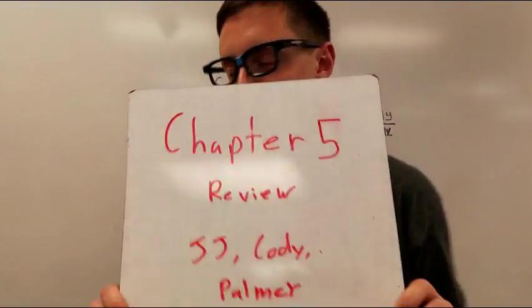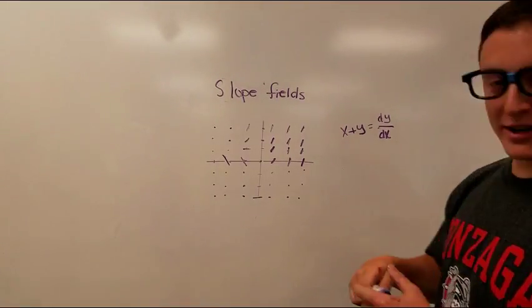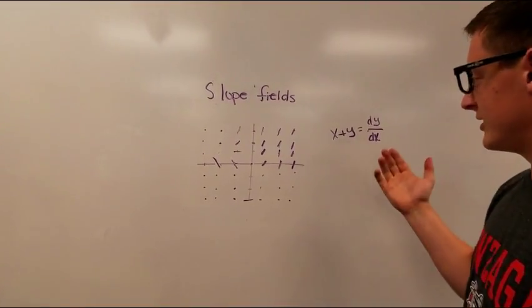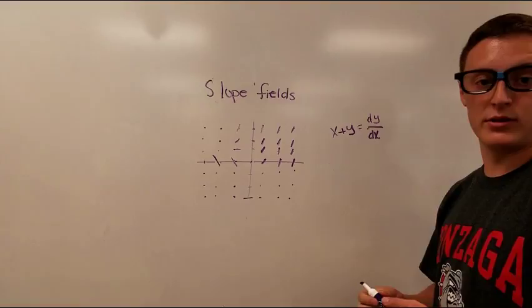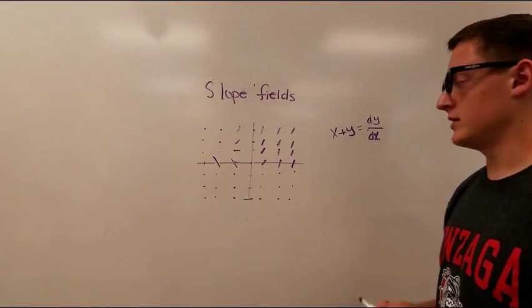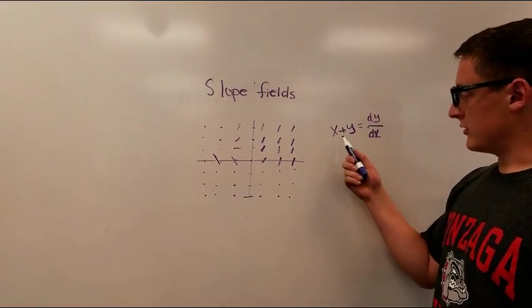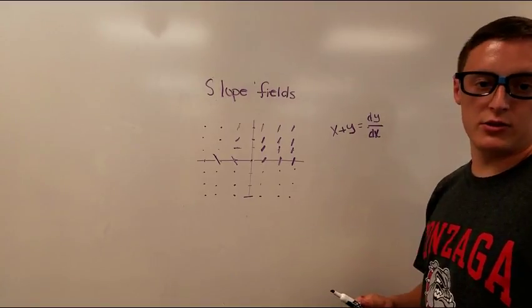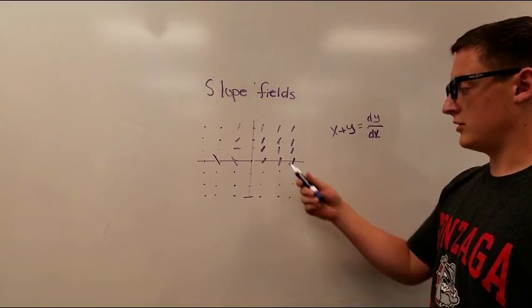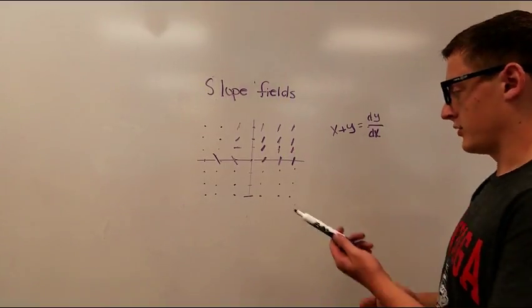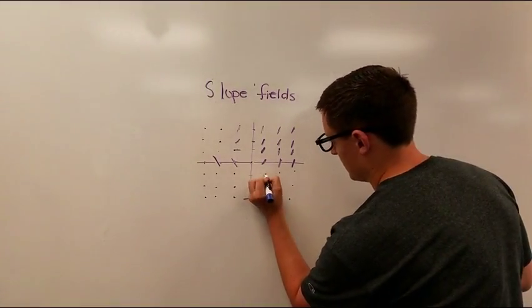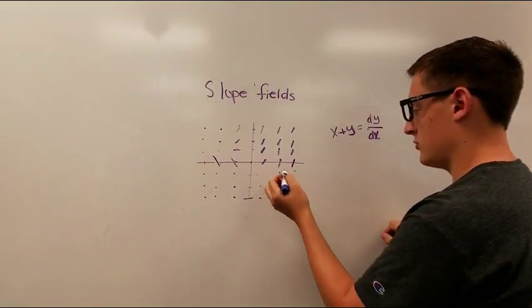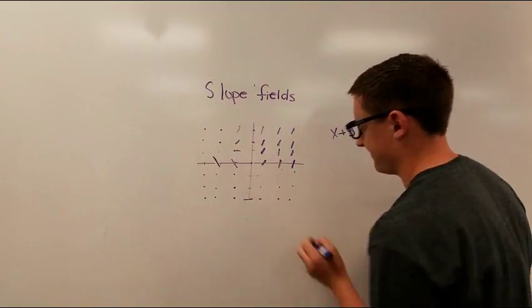Chapter 5 review. Okay, so now we're going to work on slope fields, and this will give you a rough estimate of what the function of the derivative is going to look like without plus c. If you have a function here of x plus y, you can plug the points into the function and you can get the slopes at each point. For example, at 1, negative 1, the slope would be 0, and at 2, negative 1, the slope would be 1.